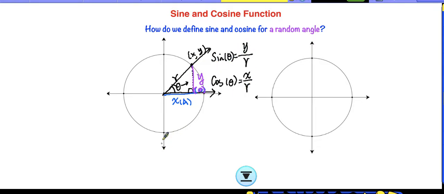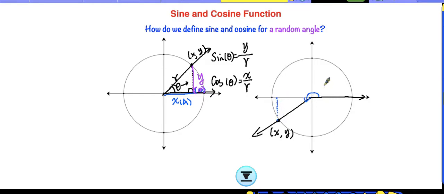Some students might ask, what if the terminal ray is not in the first quadrant? What if it's a random one? Same thing. Let's draw a random one. Let's say the initial ray is here, and let's draw this one. How do we draw this? Again, we focus on the terminal ray, where the terminal ray intersects the circle, and the coordinates are (x, y). This time I'm going to draw the triangle here.